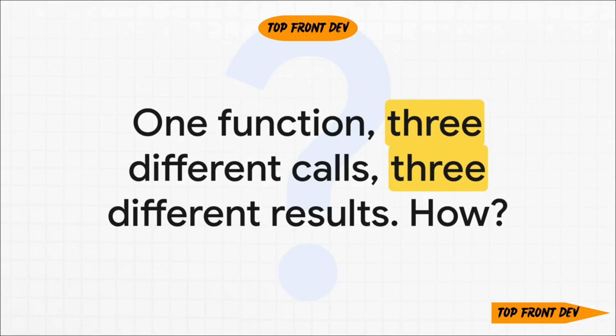So check this puzzle out. We have one single function, assignment, but we call it in three different ways, and we get three totally different outputs. How is that even possible? The answer is all about the call site. Where and how was it called?